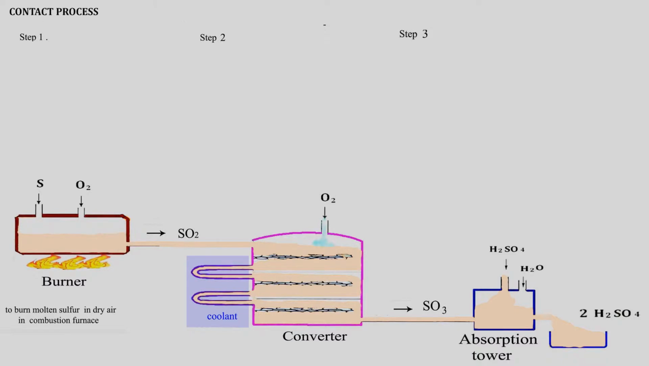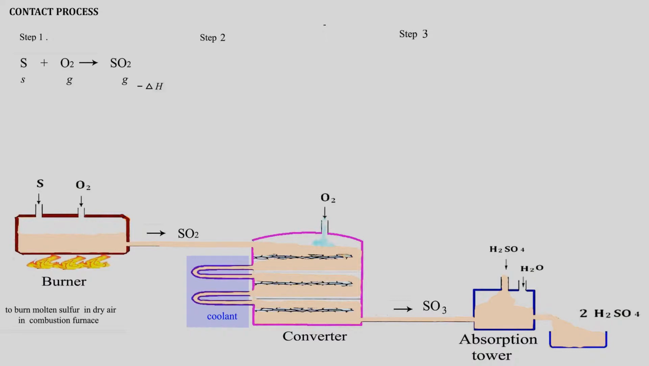Contact process. The contact process is where sulfur ends up forming sulfuric acid. You need 3 steps through 3 different chambers. The first chamber, the burner. Second chamber, converter. Third chamber, absorption tower. We're going to go through them one by one.